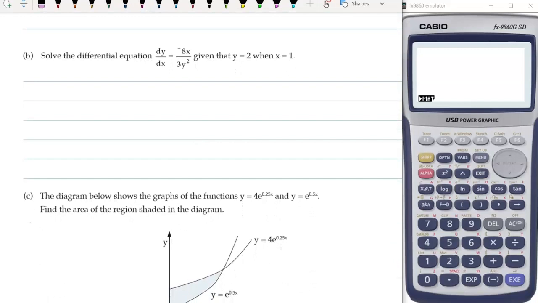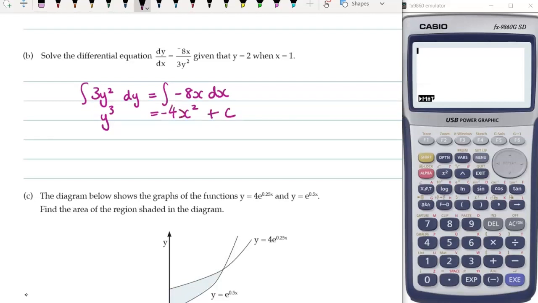Okay, solving this differential equation, we are separating variables. So 3y squared dy is equal to minus 8x dx by cross multiplying. We're going to integrate each side. So 3y squared becomes y cubed, and then divide by the 3. And we have x squared, so minus 8 divided by 2 is minus 4.